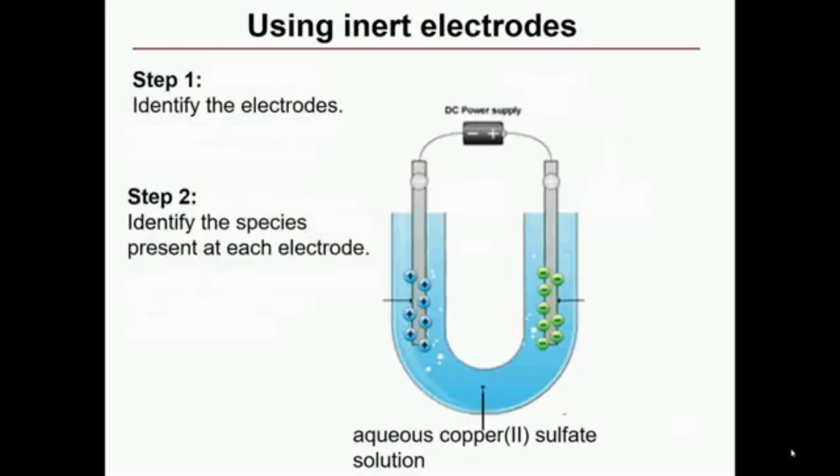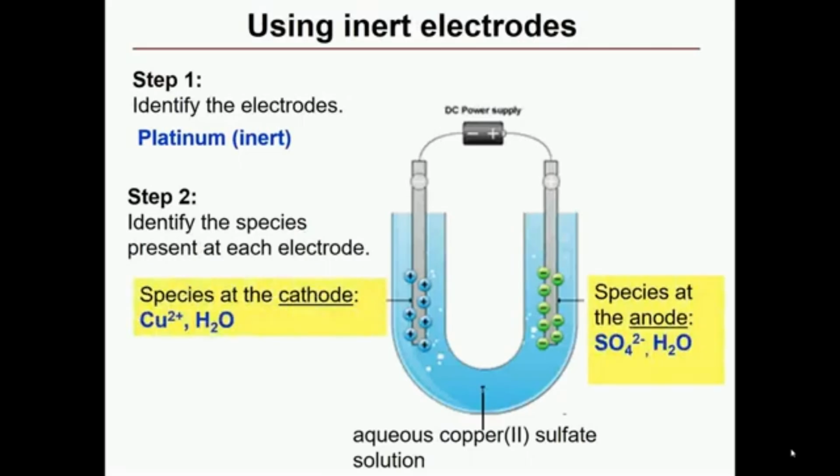First, we identify the type of electrodes used. In this case, the electrode is platinum, which is inert. Then we identify the species present at each electrode. So at the cathode, the species present will be copper(II) ion and water. At the anode, the species present will be the sulfate ion and water.